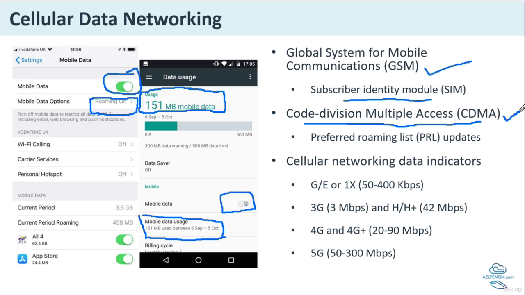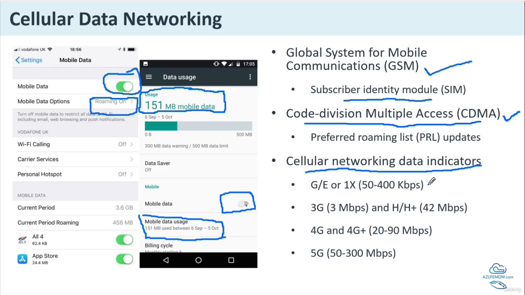Nowadays, in European countries as well as in the US, people use CDMA phones. Even the iPhones are coming as CDMA phones, where they can only use that particular phone on a particular network. So now we'll understand about the cellular networking data indicators.